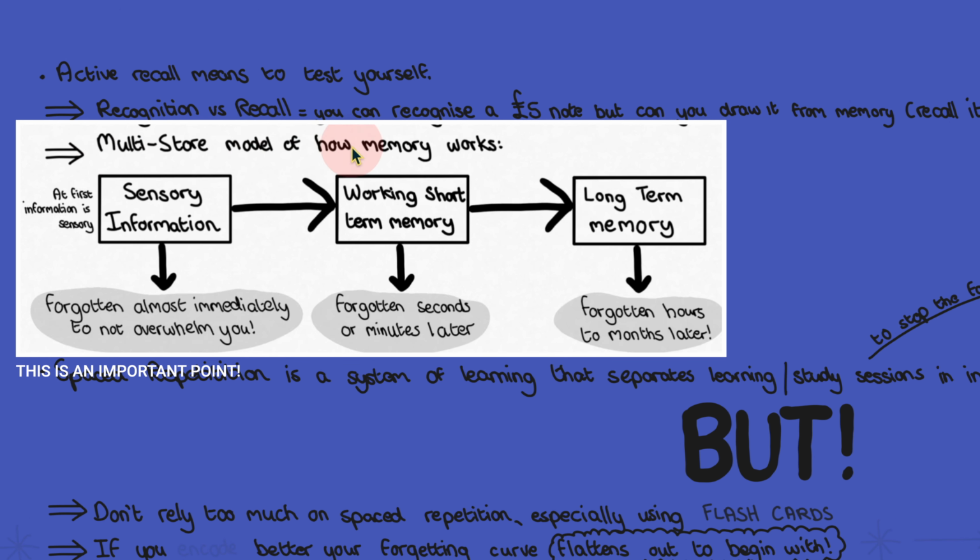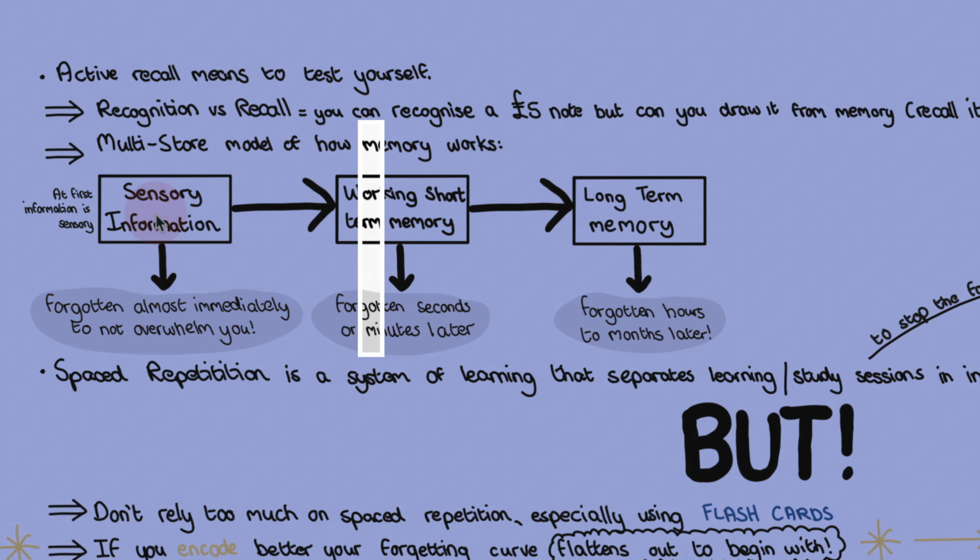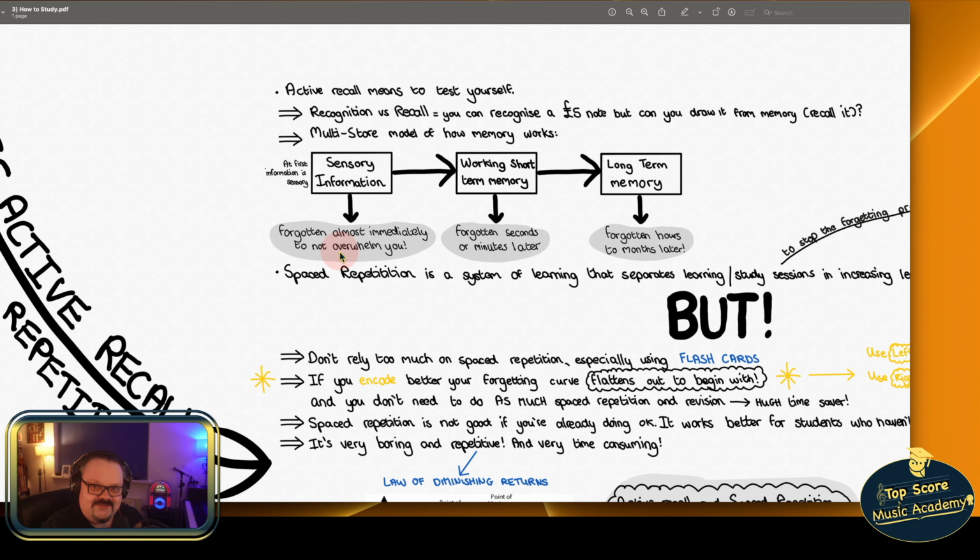Multi-store model of how memory works. At first, all information is sensory. Because you are obviously using your eyes, your ears, to hear something in music or to see something written down. So it's all sensory. And for the brain to process that, it tends to be immediately forgotten quite quickly. In fact, your brain doesn't want to overwhelm you. You don't want to be able to see everything around you and every detail around you right now. You probably are not even realizing it, but your brain is blocking out a lot of things right now as you sit watching this video. Like, you wouldn't recognize the pressure of you sitting on a chair.